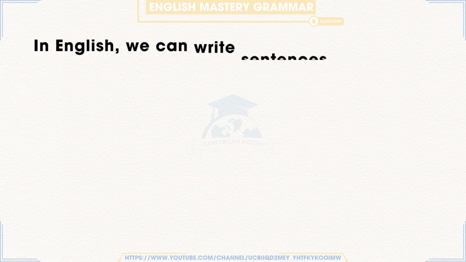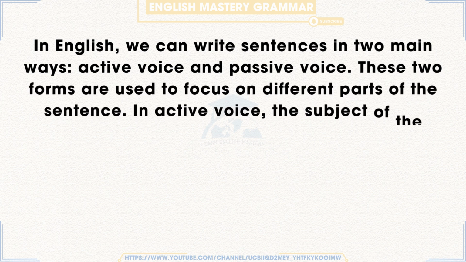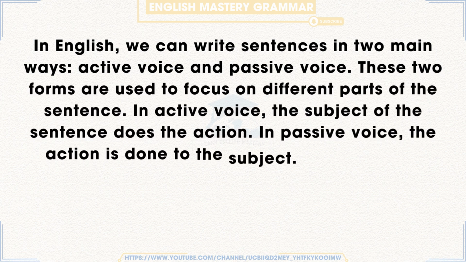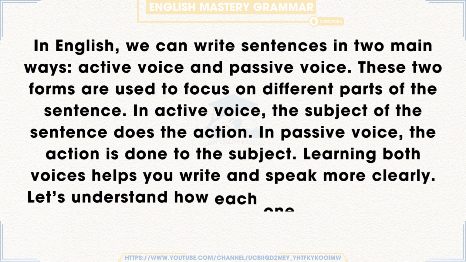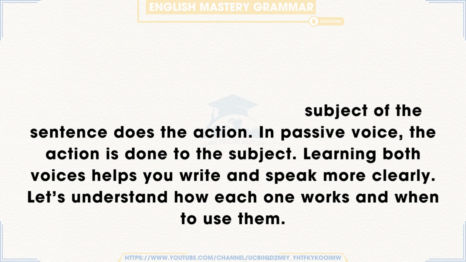In English, we can write sentences in two main ways: active voice and passive voice. These two forms are used to focus on different parts of the sentence. In active voice, the subject of the sentence does the action. In passive voice, the action is done to the subject. Learning both voices helps you write and speak more clearly. Let's understand how each one works and when to use them.